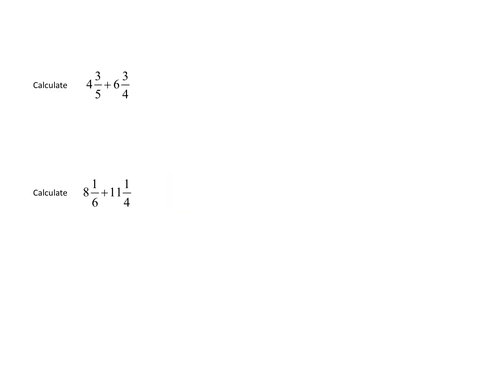Here we have some mixed numbers, and we're doing addition. So same idea, we need a common denominator. So with the 5 and the 4, our common denominator will be a 20. So we need to find a 20 for each fraction. The first one, if we times the bottom by 4, we need to times the top by 4. The second one, times the bottom by 5, so times the top by 5.